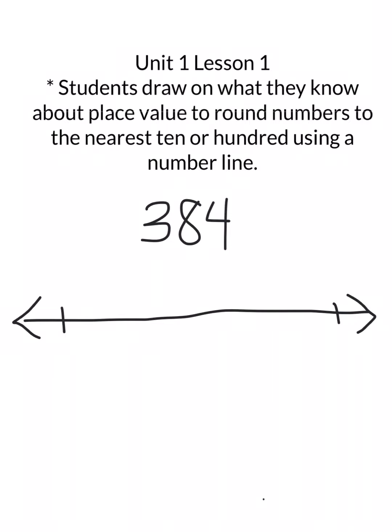The same steps apply when rounding to the nearest 100. Students are first going to identify that there are 3 hundreds in 384. Therefore, their first landmark number is 300. Since we are rounding to the nearest 100, 100 more would be 400. Our midpoint would be 350. And finally, we would locate 384 somewhere on the right side of 350, letting us know that 384 rounds up to 400 when rounded to the nearest 100.